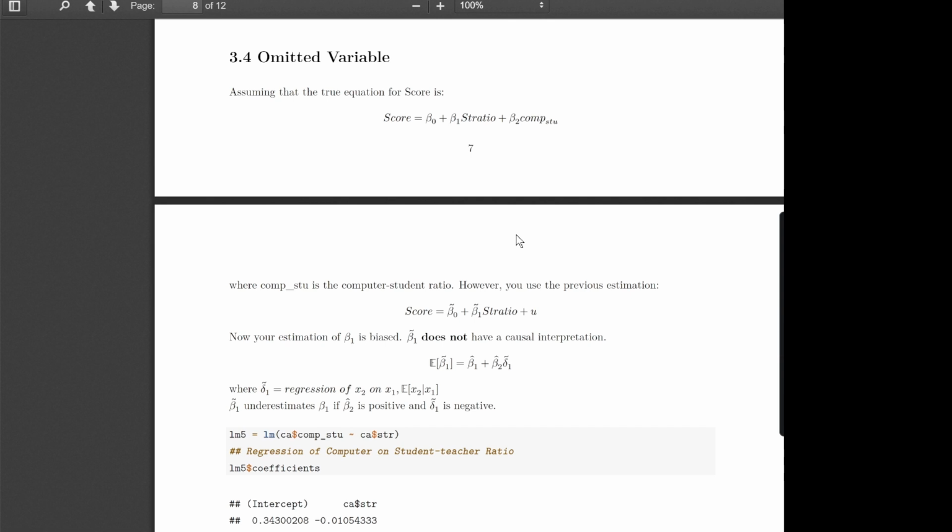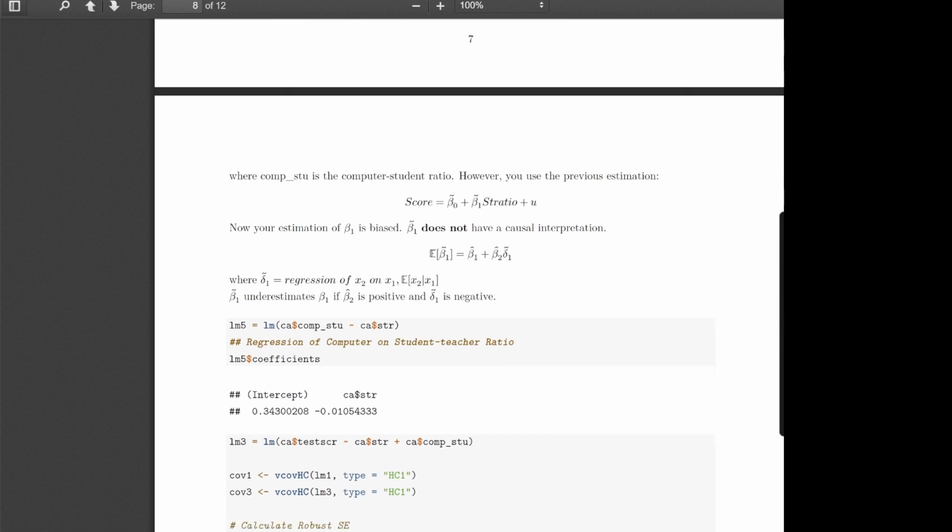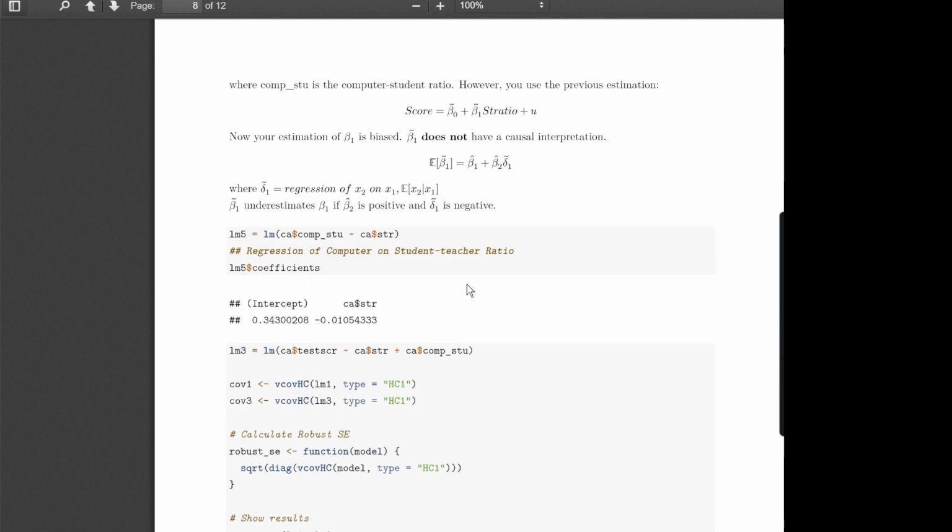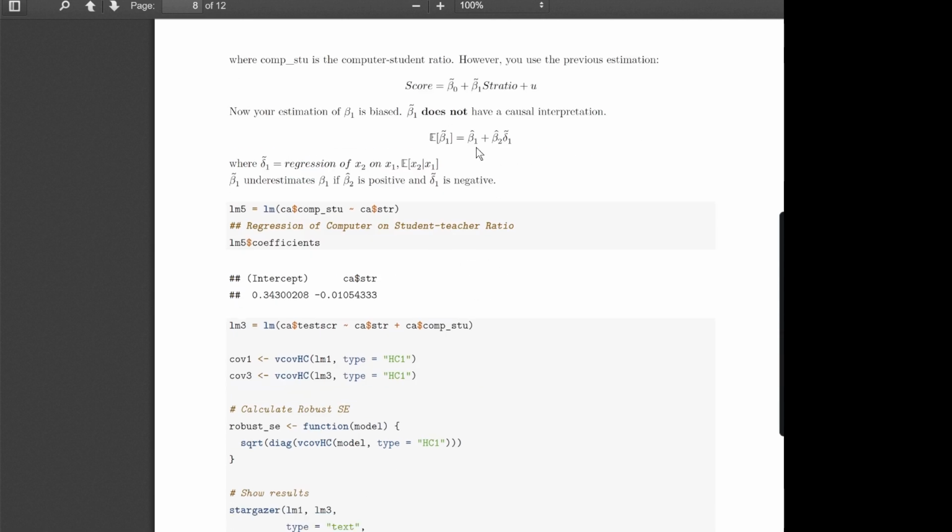However, you use the previous estimation, right? You forget about this. The true data generating function has two elements, but you only regress the test score on one of them. So this beta 1 should be biased. It now contains two components, and it does not have a causal interpretation because it is biased. You can't say the effect of student-teacher ratio on score is this beta 1 right now, because it has two components. First, it has its original beta 1 hat, plus beta 2 hat times delta 1 tilde.